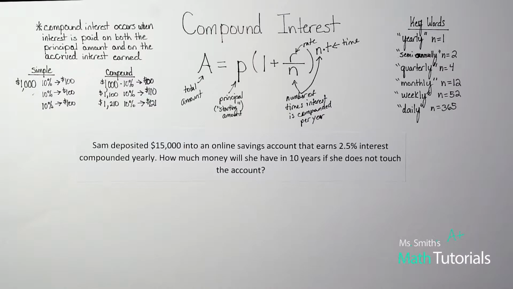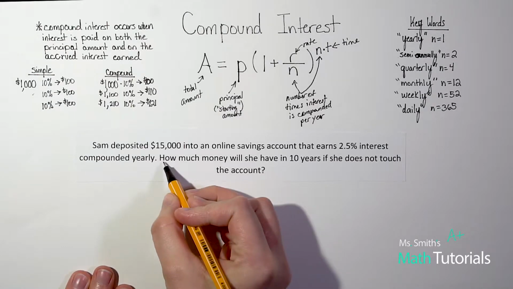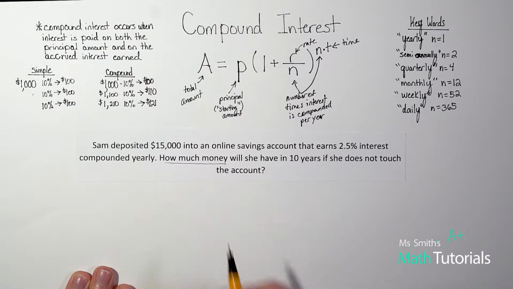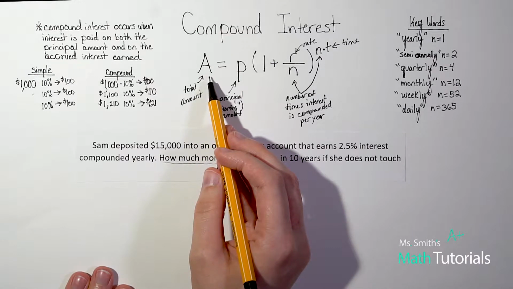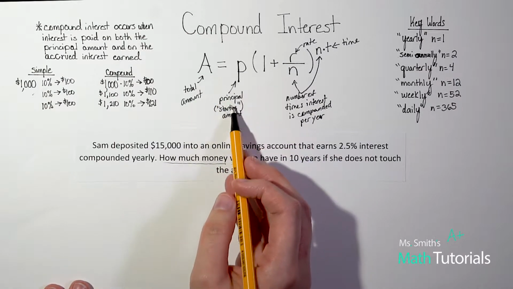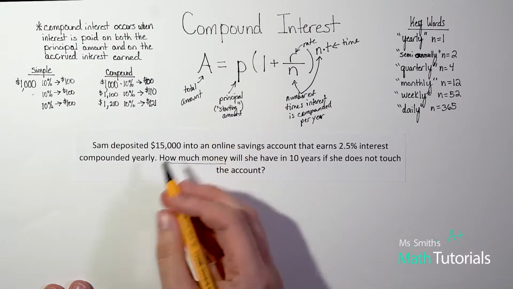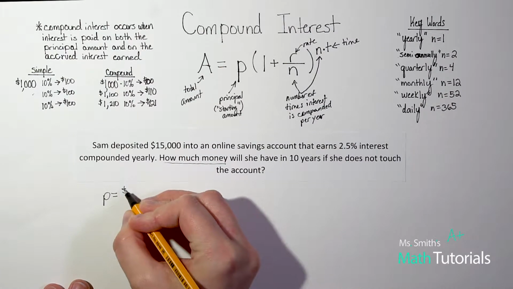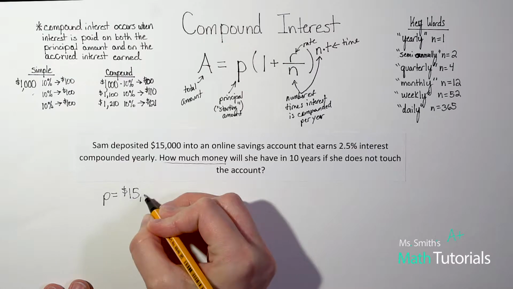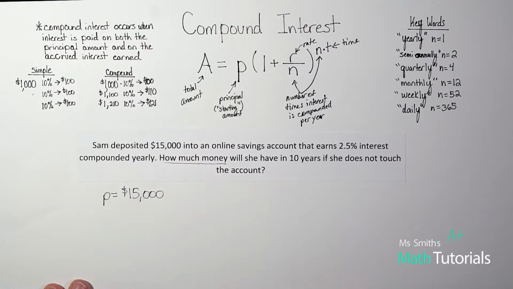All right, so let's think through this. Let's label, because they've given us every single part of our equation. We want to know how much money she will have in 10 years, so we are wanting to know A, the total amount. And they have told us her P, her principal, her starting amount, is $15,000. So I like to label that over on the side. P is $15,000.